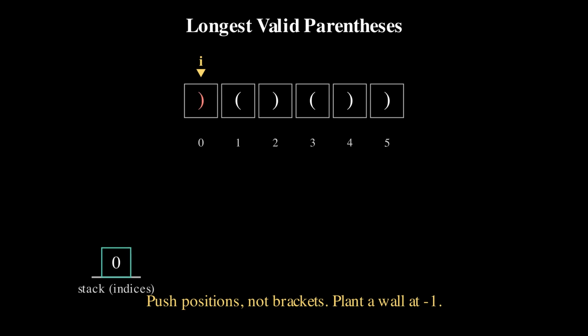Now we scan left to right. Position 0 is a close bracket. A close cancels an open, so we pop. But the only thing to pop is our wall at -1, and now the stack is empty. An empty stack means this close had nothing to match. It is stranded, so it becomes the new wall. We push its own position, 0.